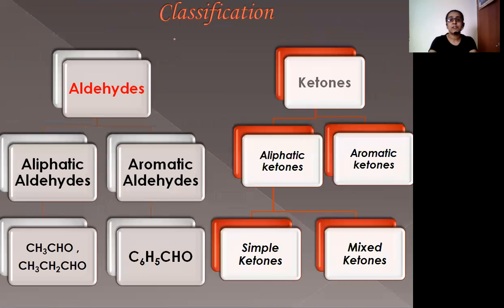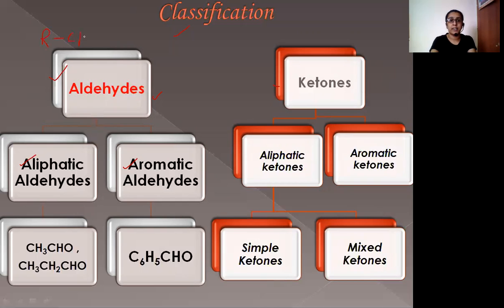Okay, now the classification of aldehydes and ketones. Now firstly we will see aldehydes and then we will move to ketones. Okay, so aldehyde हमने देख लिया, it is the first oxidation product of primary alcohols, right. Now aldehydes are classified into two types depending on the nature of R group which is present. Okay, so first is aliphatic aldehyde and second is aromatic aldehyde. So this depends on the R group.